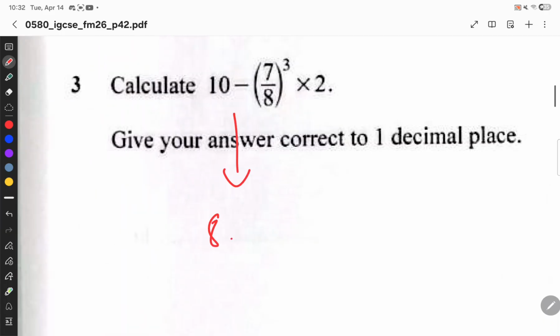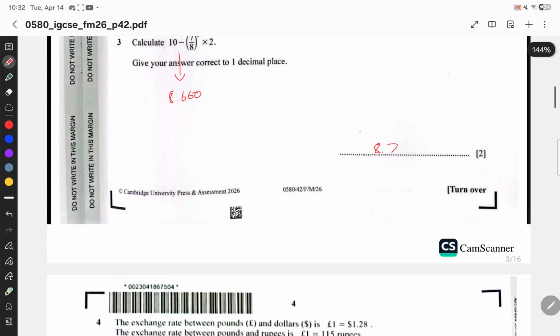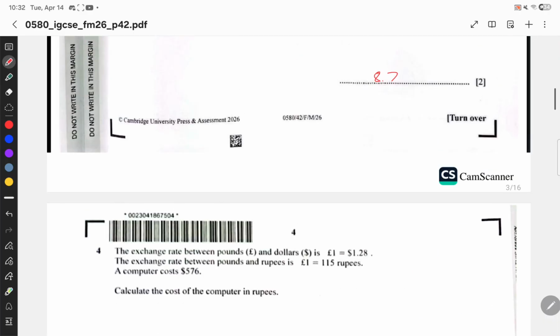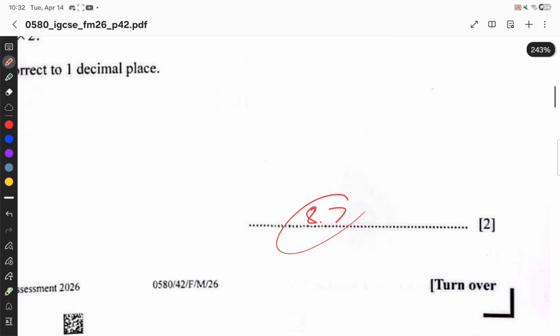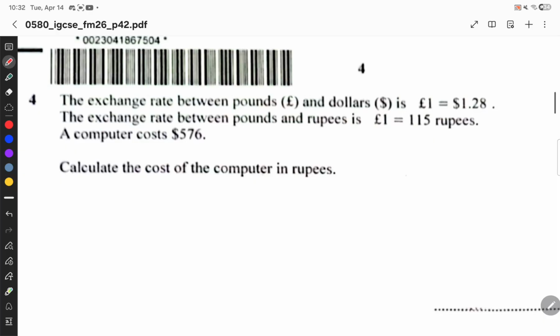And let's do 8.660. Okay, and then this is the rounding. 1 mark for the answer and 1 mark for the rounding. If you do not round, you'll just get M1. If you do round, you'll get M1A1. Not rounding is M1A0, and that's that.